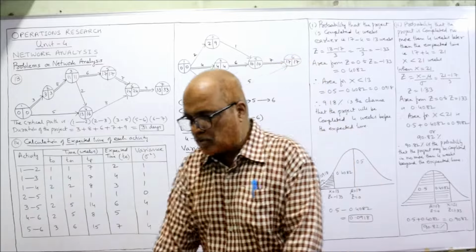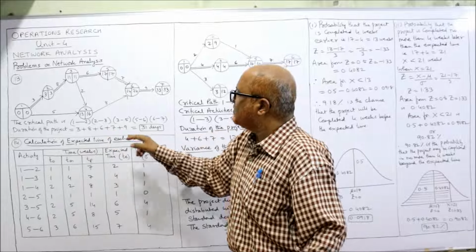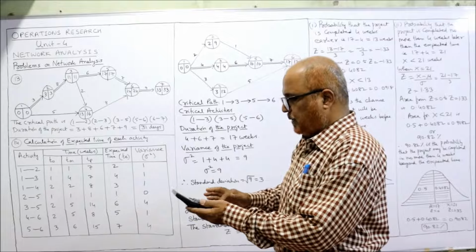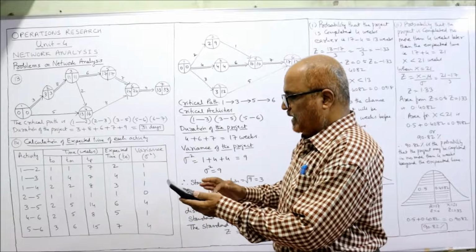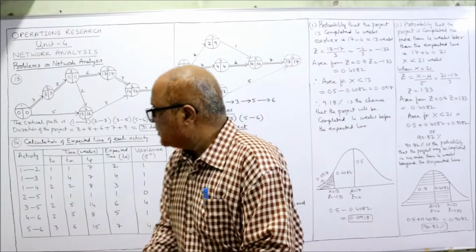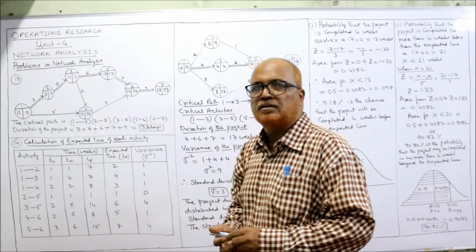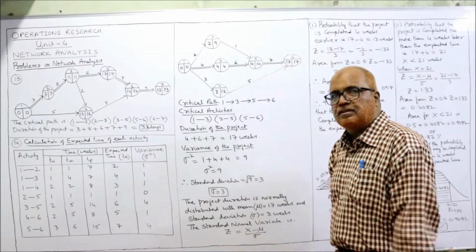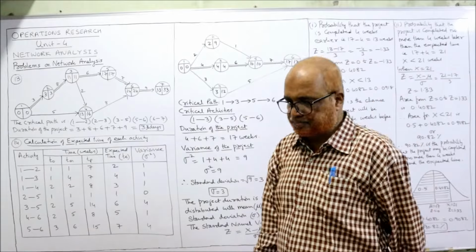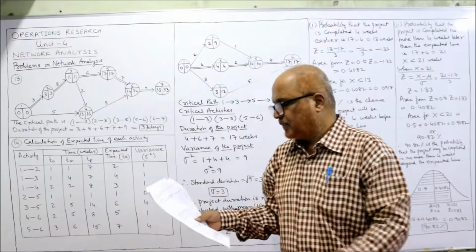Now we add up the project duration. The project duration is 3 plus 8 plus 6 plus 7 plus 9. It comes to 33, so the total is 33 days. That's it. This is the end of problem number 13. Only critical path. Now see problem number 14.